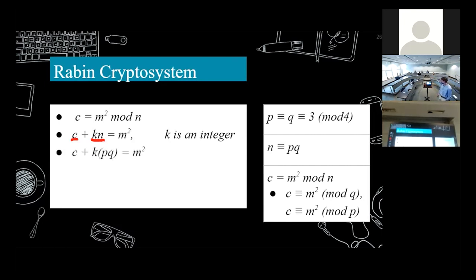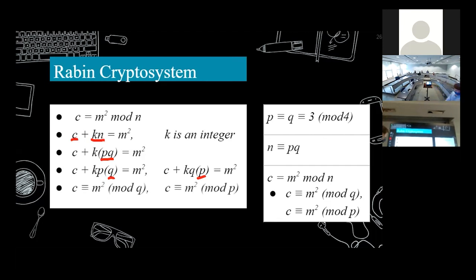From there, we can plug in p times q for n, because that's where we got n in the first place. And we can rewrite it two slightly different ways: c plus an integer times q, and c plus an integer times p. And you'll notice that looks a lot like what we had up here. That's because these are really just a different way of saying that c is congruent to m squared in mod q, and c is congruent to m squared in mod p. So we started off working in mod n, and we ended up working in mod p and q. And this is going to help us finish decrypting the Rabin crypto system.